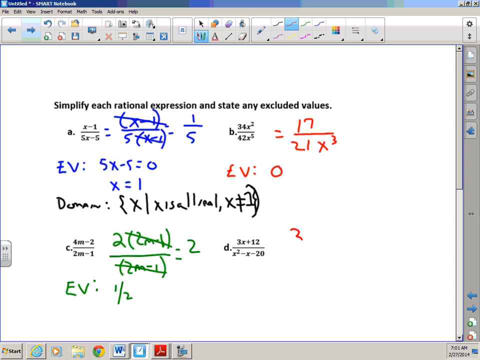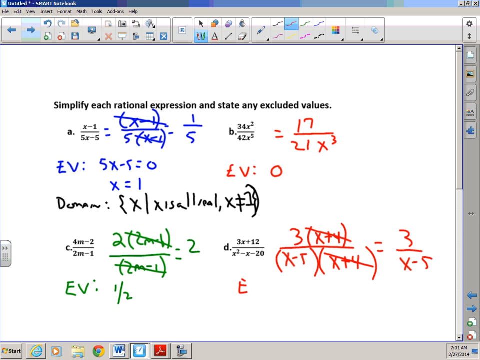All right, next one, I can factor out a 3. Usually, there is a clue when you factor that if something's in the numerator, something will probably be in the denominator. Cancel there. So this factors as 3 over x minus 5. You don't need the parentheses afterwards. Now, your excluded values are 5 and negative 4.